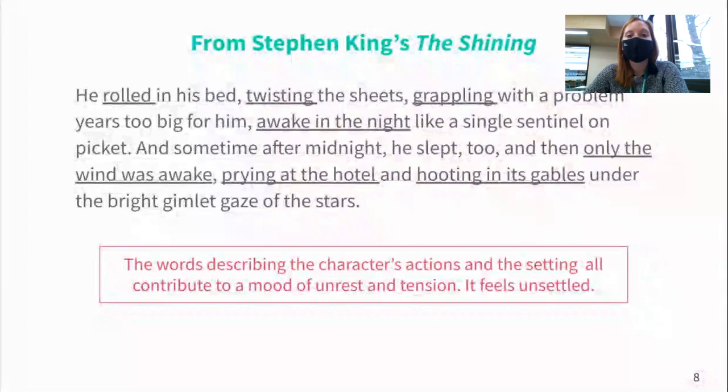This is from Stephen King's The Shining. "He rolled in his bed, twisting the sheets, grappling with a problem years too big for him, awake in the night like a single sentinel on picket. And sometime after midnight, he slept, too. And then only the wind was awake, prying at the hotel and hooting in its gables under the bright gimlet gaze of the stars." These words describe the character's actions and the setting, and they all contribute to this mood of unrest and tension. So it feels unsettled, right? Because of words like rolling around and twisting the sheets, grappling with a problem, being awake in the night. Then the setting, the wind's prying at the hotel, hooting in the gables, under the roof. That all helps produce this tense mood.